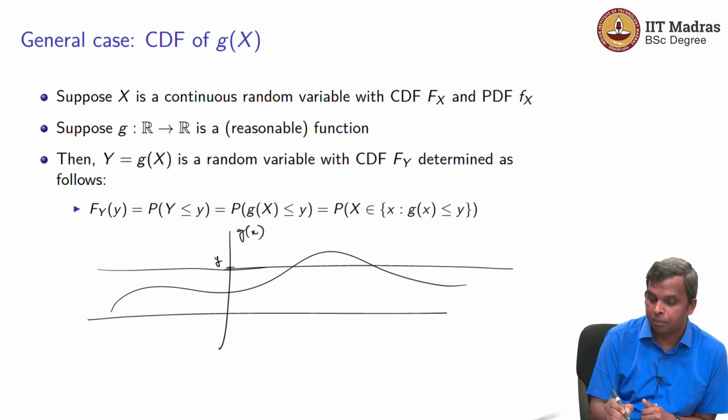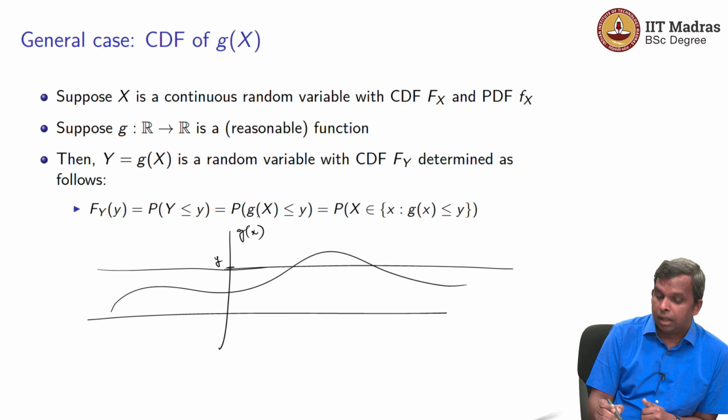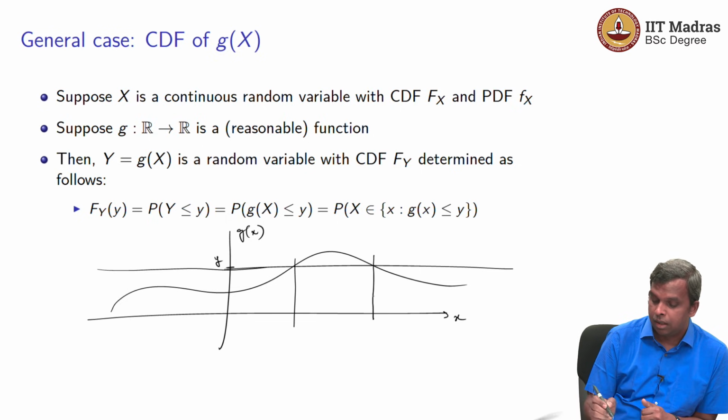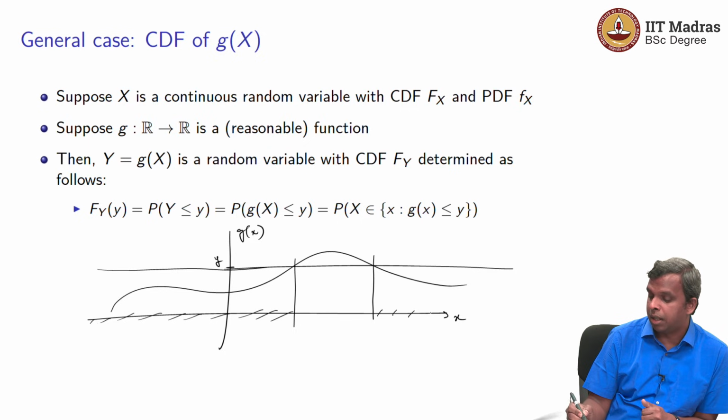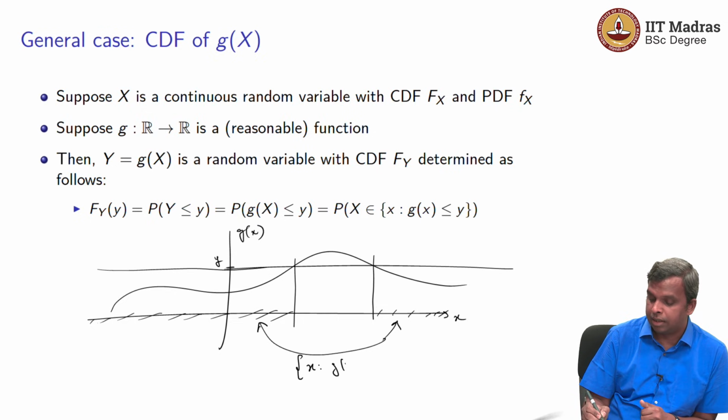Okay, so this is y. Now, what is g of x less than or equal to y? This is x versus g of x. If g of x has to be less than or equal to y, you have to look at the set of all small x such that g of x is less than or equal to y. So you see this part and this part; these two together correspond to this set of all x such that g of x is less than or equal to y.